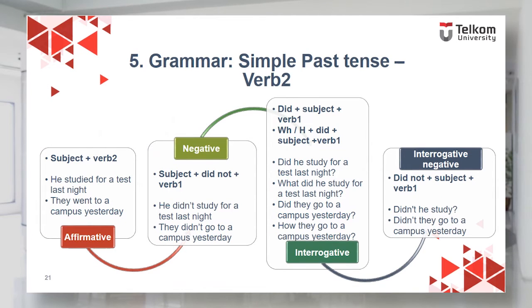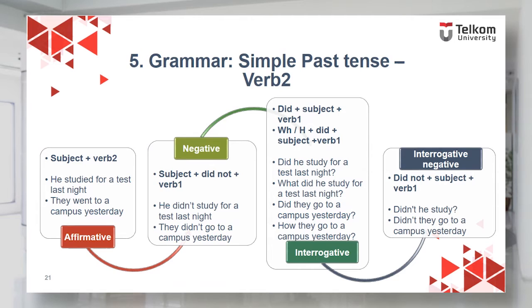We are going to learn about forming the simple past tense, the patterns of the simple past tense for regular verbs. Affirmative: subject plus verb 2. Example: He studied for a test last night. Negative: subject plus did not plus verb 1. Example: He didn't study for a test last night.